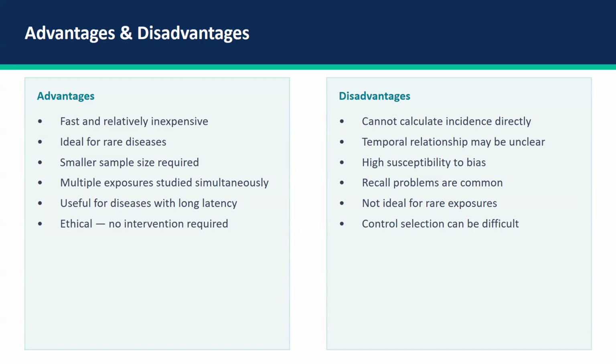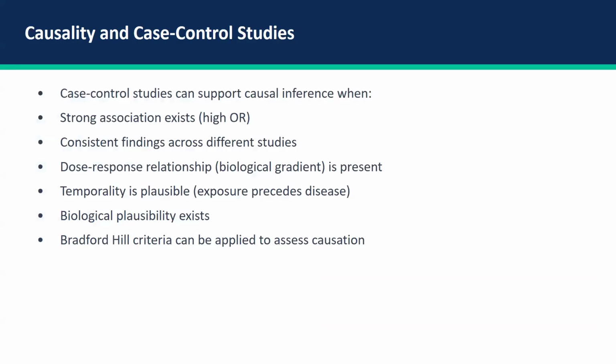Then the disadvantages are that we cannot calculate the incidence directly. Temporal relationship may be unclear. High susceptibility to bias is present. We talked about different biases. Recall problems are common. This is basically bias. Not ideal for rare exposures, and control selection can be difficult.